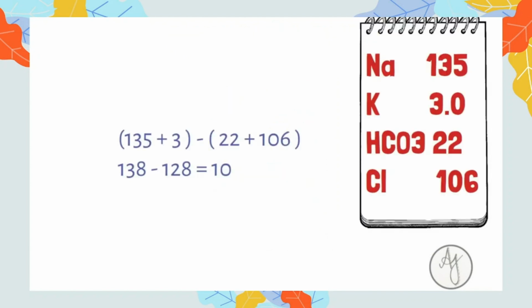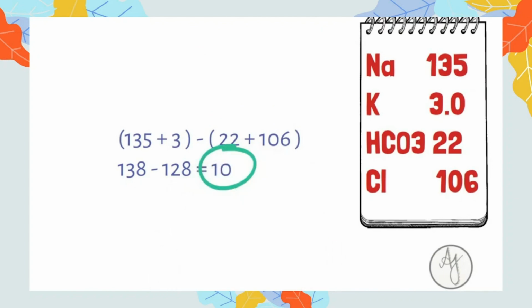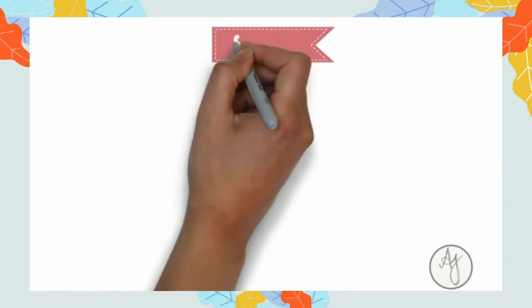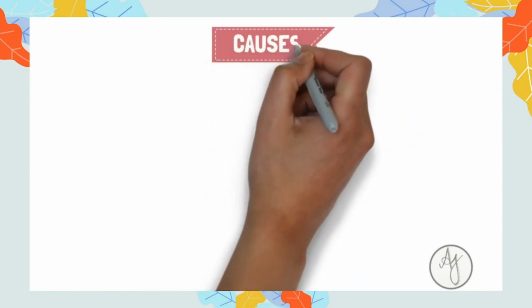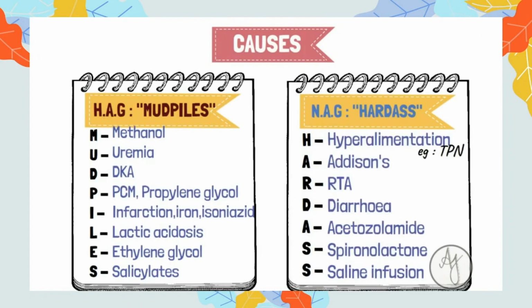So here the anion gap is 10, which is in the normal range. Coming to the causes, I'm just going to put a couple of slides which you can screenshot and put up on your wall or memorize a bit later. These are the very famous mnemonics which are present everywhere. So that brings us to the end of this video.